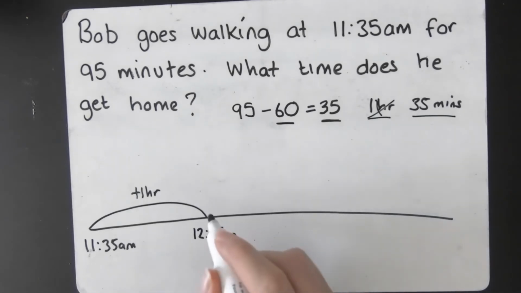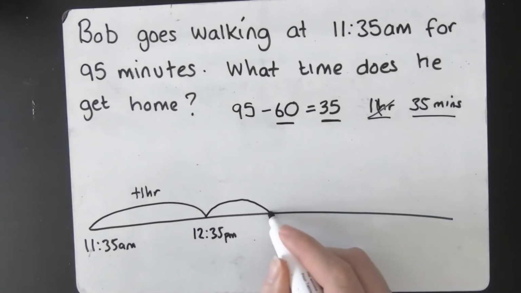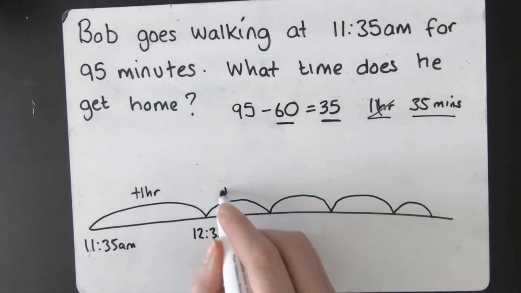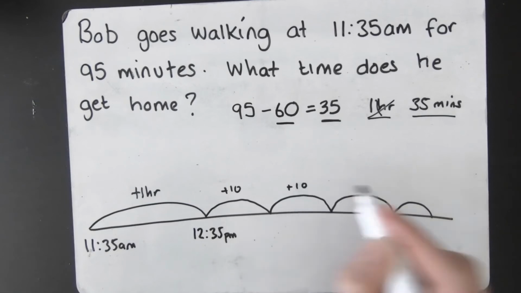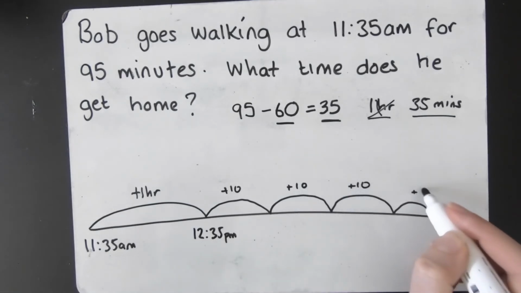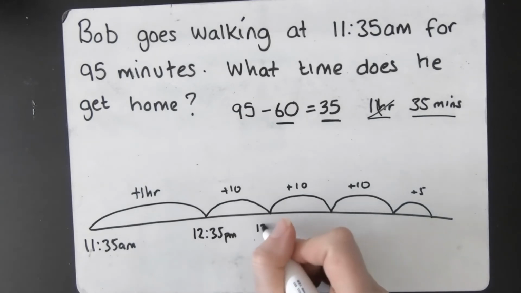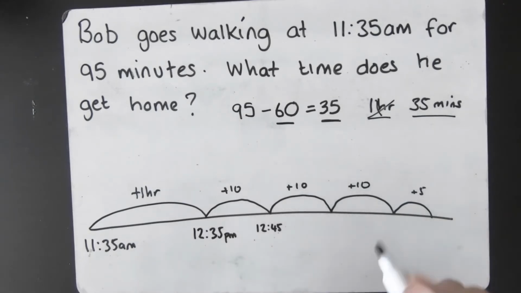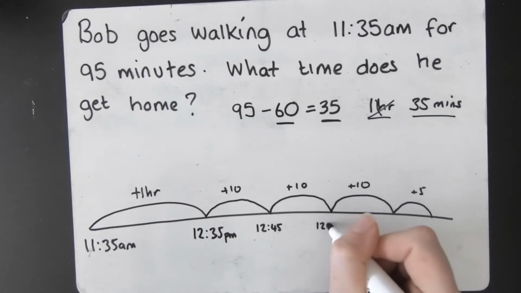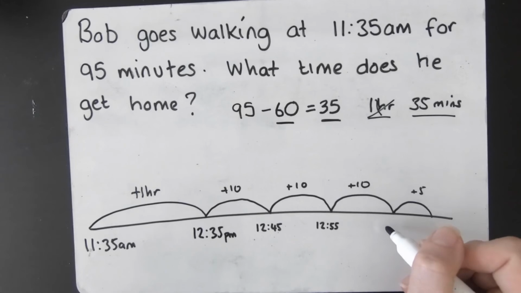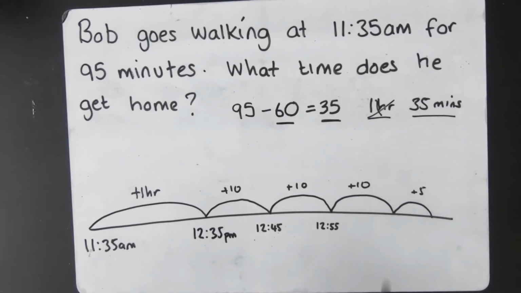So should we do it in chunks? Let's do it in chunks of 10, 20, 30, and a 5. So plus 10, plus 10, plus 10, plus 5. 12:35 plus 10 is 12:45. Plus 10, 12:55. Plus 10, is it going to be 12:65? No, it cannot be 65. So it will be 55 plus 10.